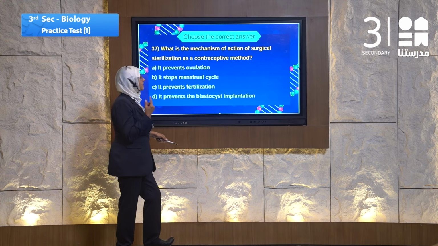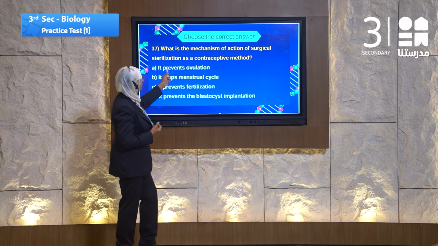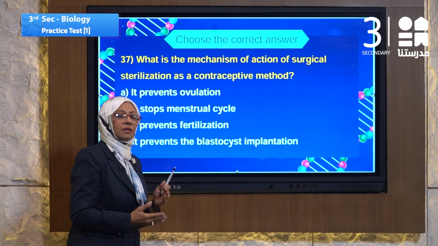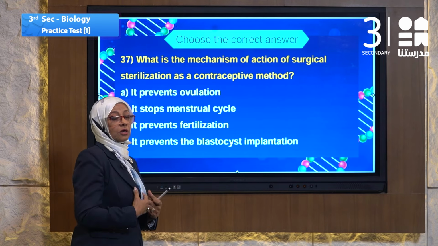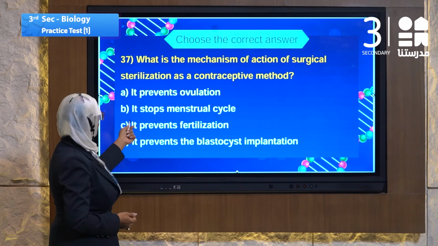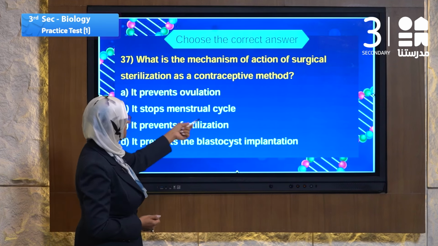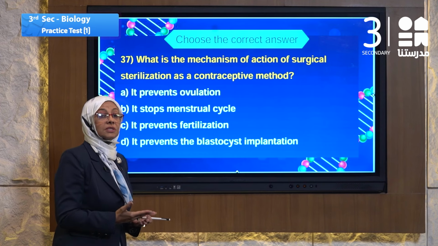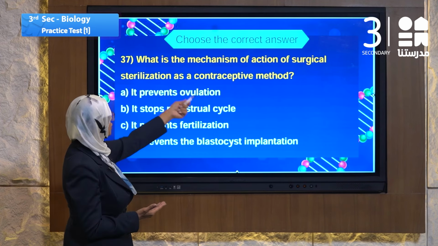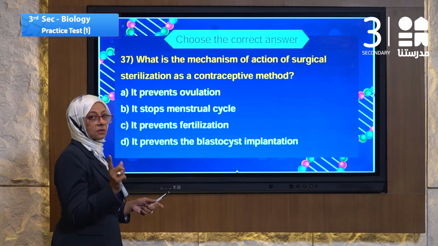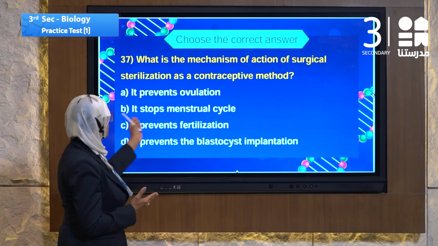Let's think firstly. Number A, it prevents ovulation. No, the ovary will continue its function to make ovulation. Number B, it stops the menstrual cycle. No, the hormones still function. The hormones must still function. In surgical sterilization, we wrap and cut, not interfering with the menstrual cycle.